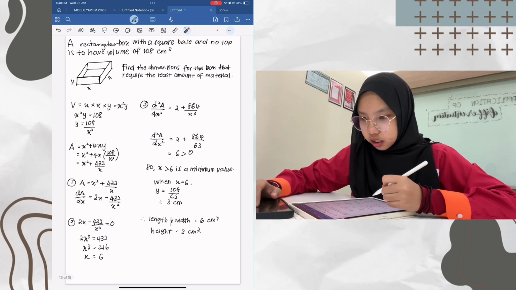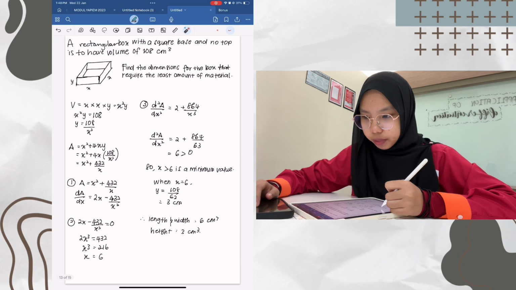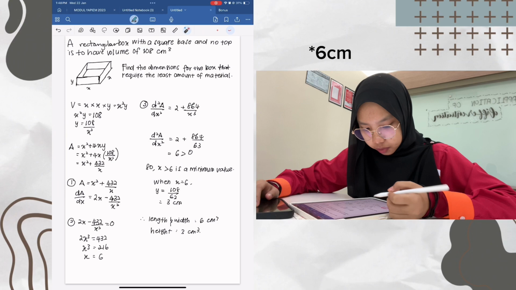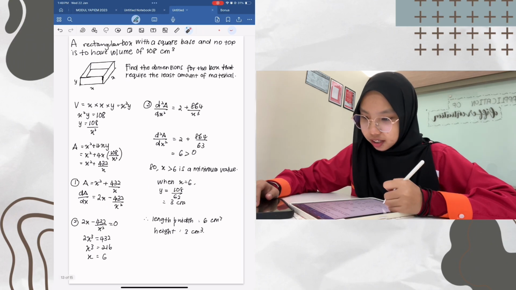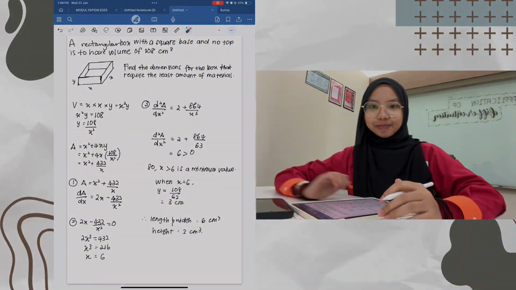Hence, the dimensions of the box that require the least amount of material are a length and width of 6 centimeter, and a height of 3 centimeter. That's all from me. Thank you.